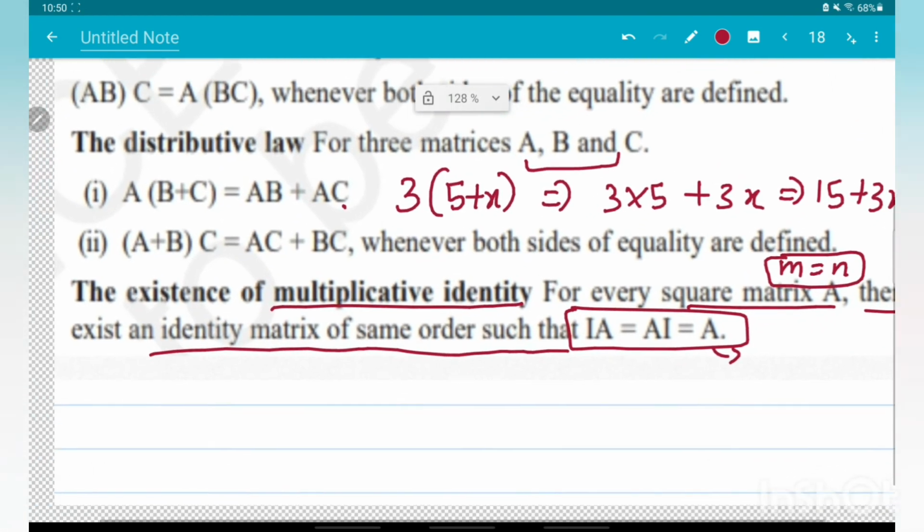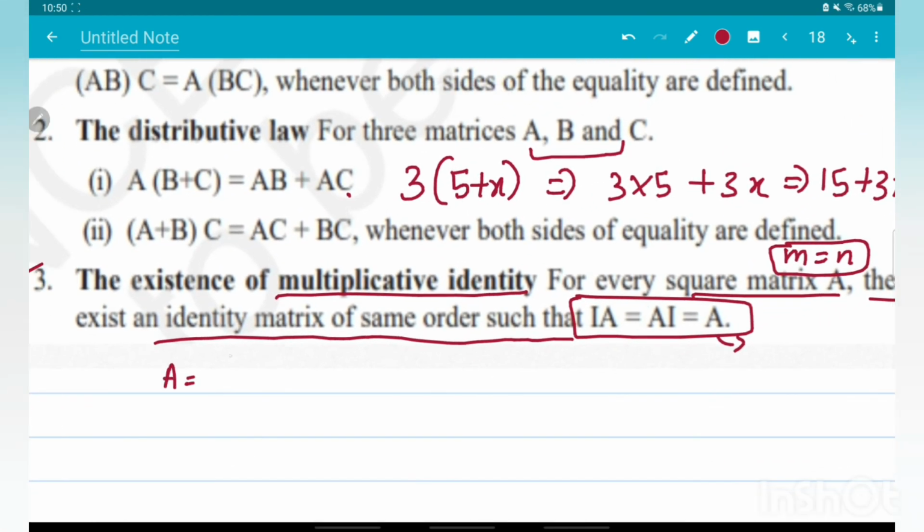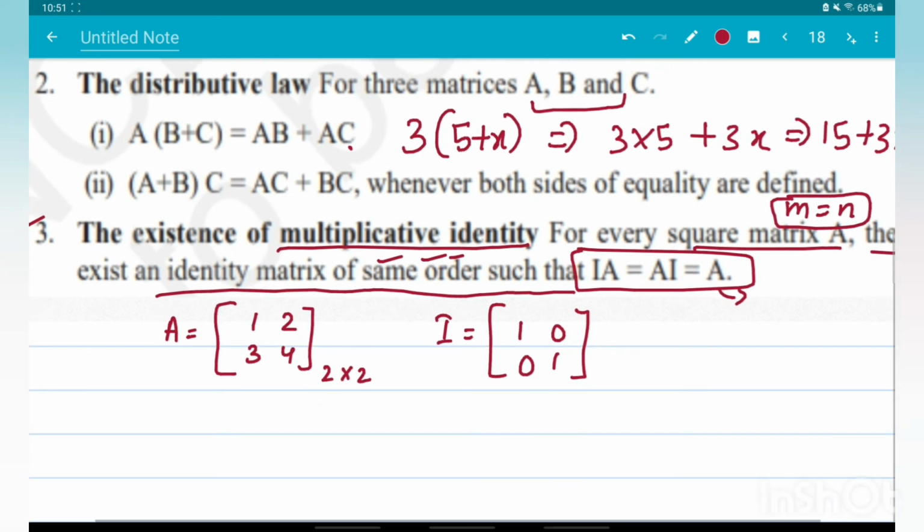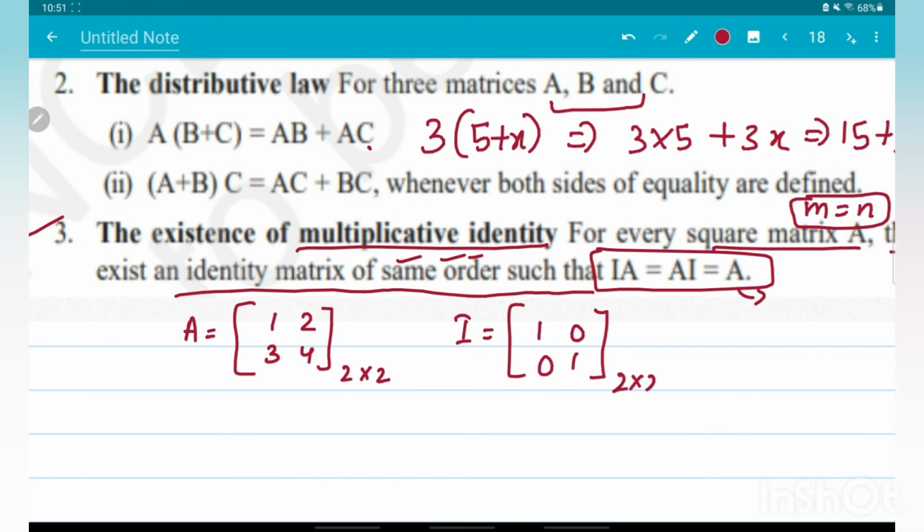Basically what they are trying to say is that suppose there is a matrix A which has got elements 1, 2, 3, 4. Now this matrix A should be a square matrix, that is, the number of rows and the number of columns should be equal. So here the number of rows is 2 and the number of columns is 2. So the order of matrix is 2 by 2. Now if I take an identity matrix of the same order, as you know, an identity matrix will have diagonal elements equal to 1 and the rest of the non-diagonal elements equal to 0. So that is what an identity matrix is, and the identity matrix also should be of the same order.